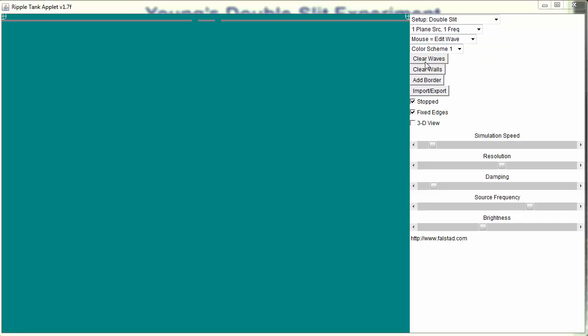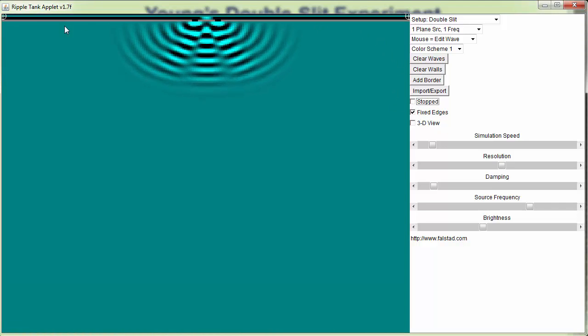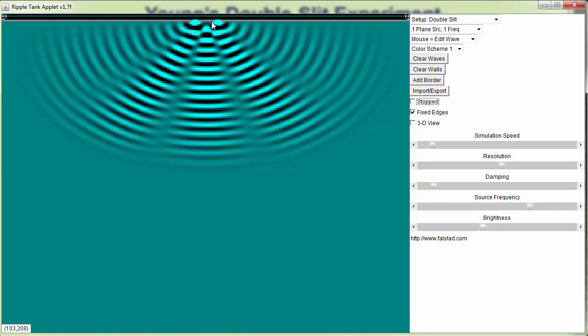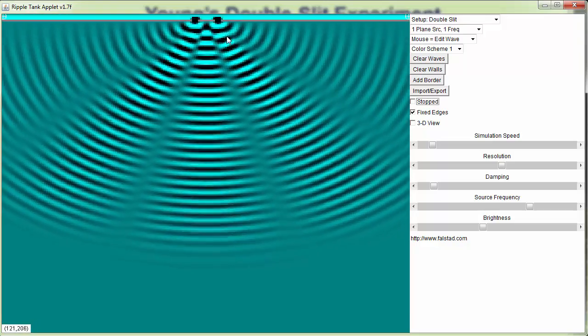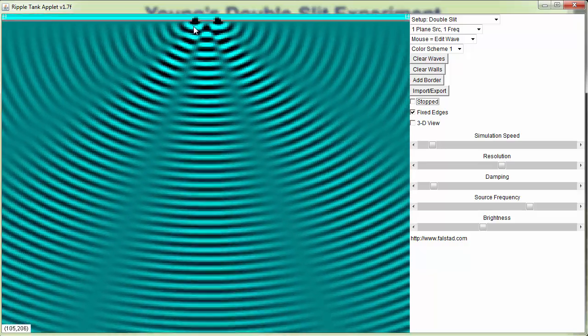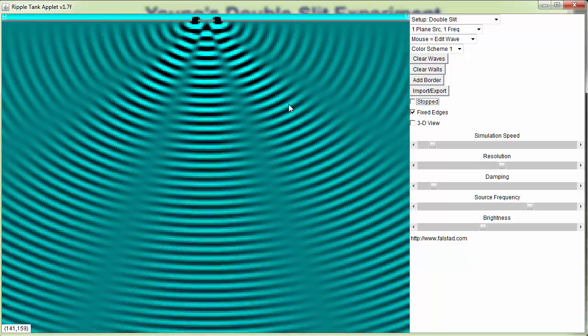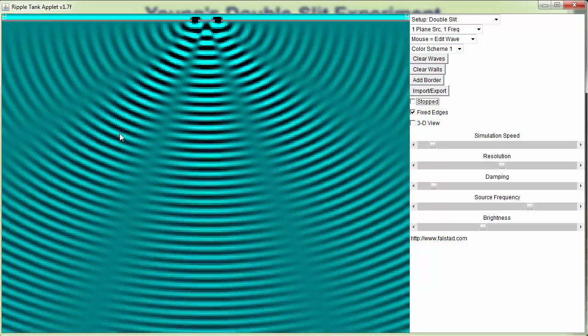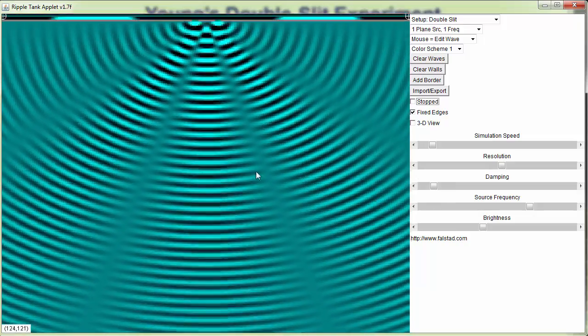So here we have that wave applet that I showed you back when we studied waves, and I'm going to go ahead and turn it on here. So I've got a bunch of waves crashing into a couple of slits. You can't really see the waves up here, but what I want you to see is this double slit pattern. I've got two wave sources, and I get this interference pattern of constructive and destructive interference.